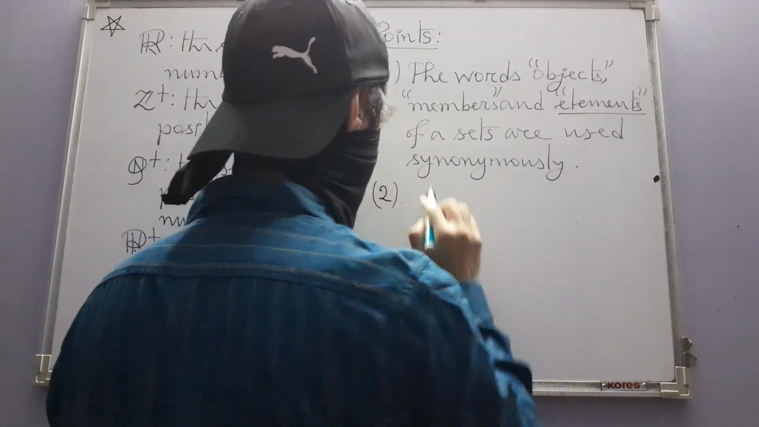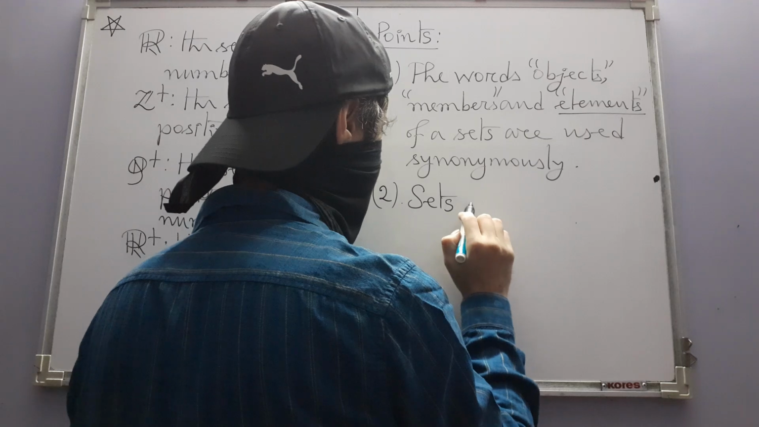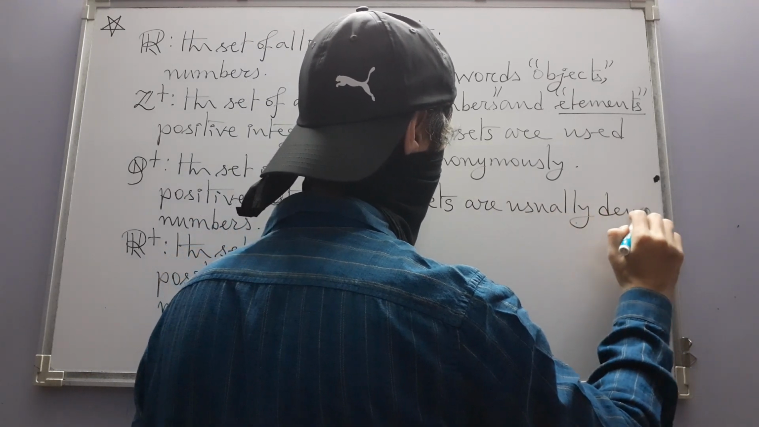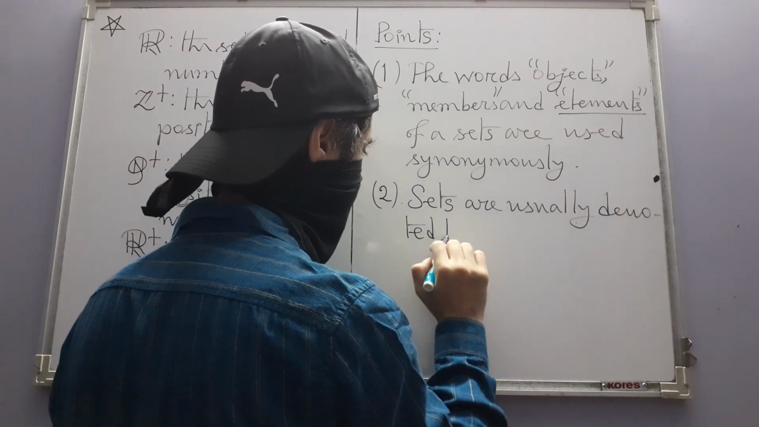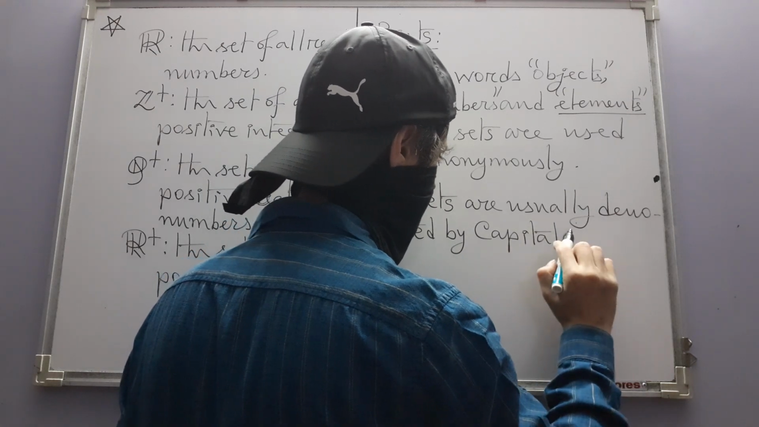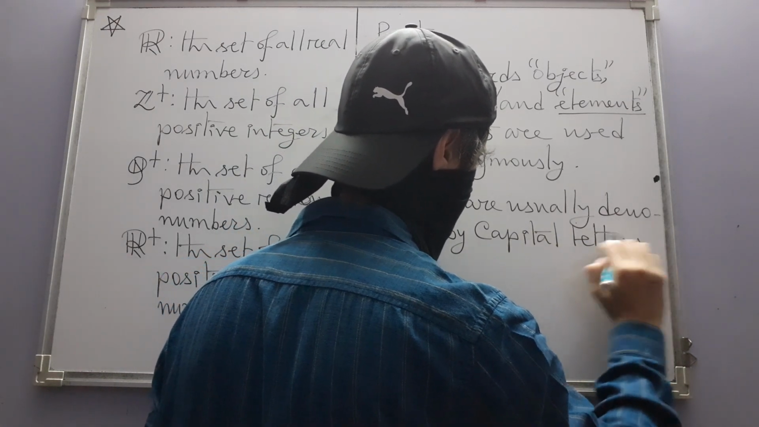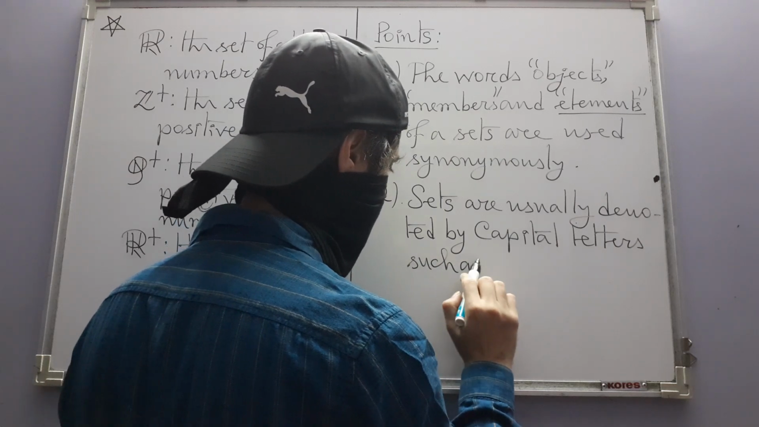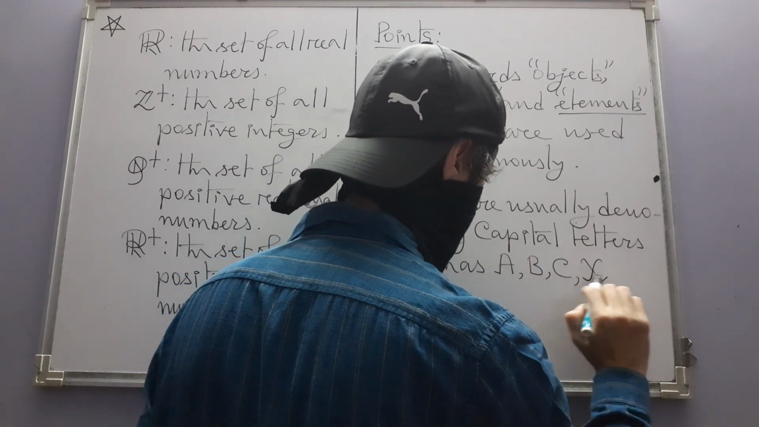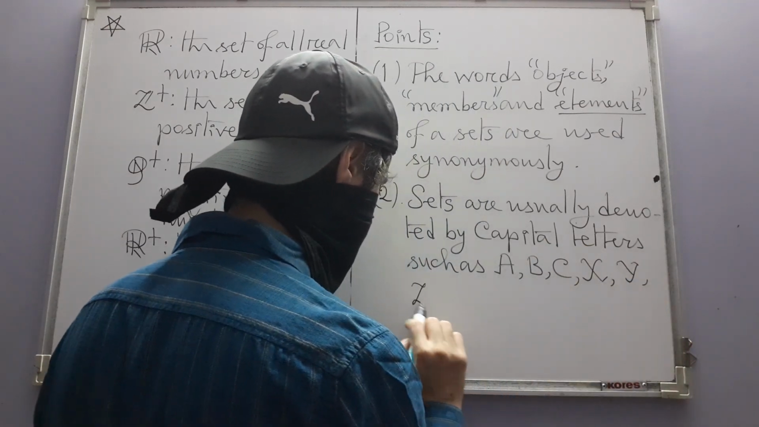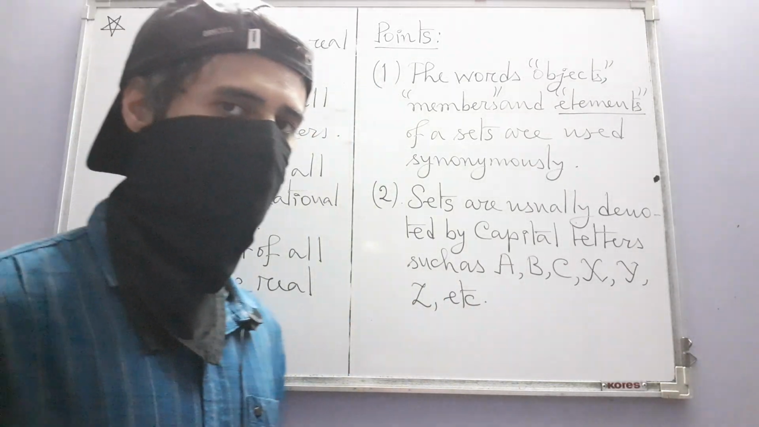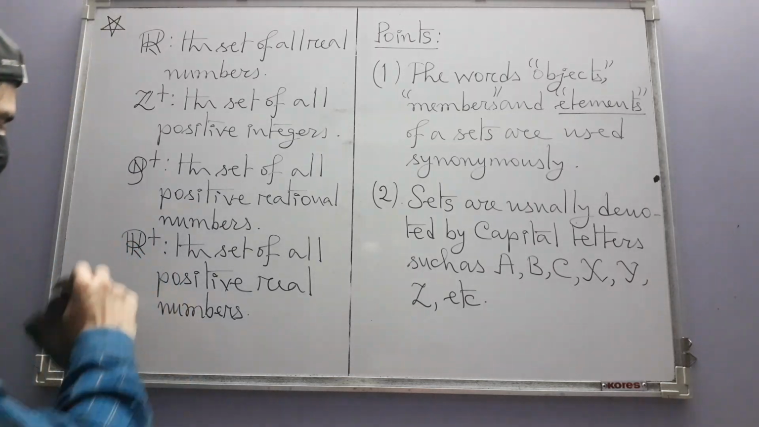Number 2, sets are usually denoted by capital letters, capital Latin letters, such as A, B, C, X, Y, Z, etc. And the elements in a set are denoted by small Latin letters.